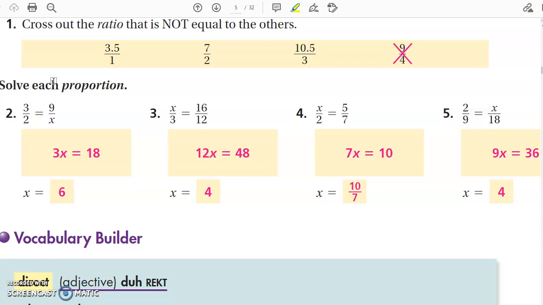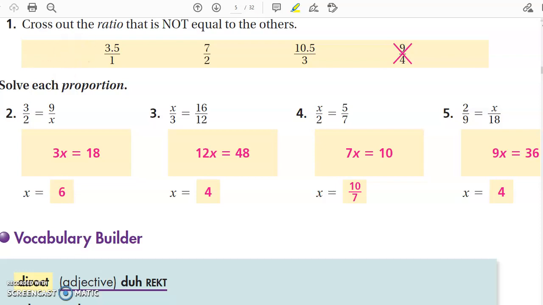12x equals 3 times 16, which is 48. Divide by 12 on each side, you get x equals 4. Number 4, x times 7 is 7x. 5 times 2 is 10. Divide by 7 on each side, you get x equals 10 over 7. Number 5 is a little easier. 2 times 18 is 36, and x times 9 is 9x. Now you need to divide by 9 on each side. You get x equals 4.